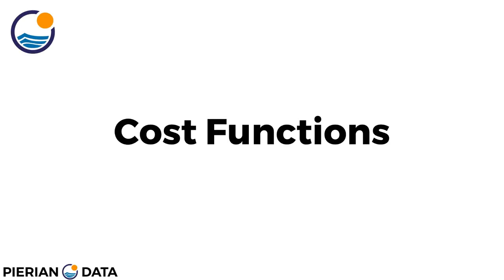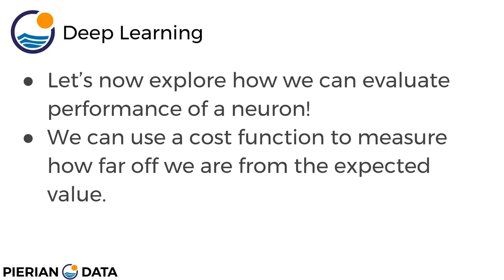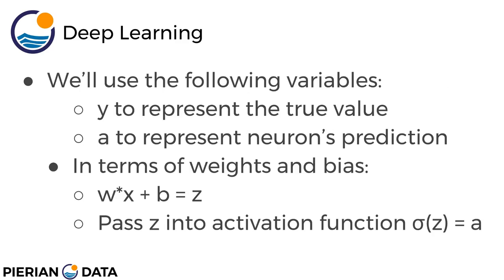Welcome back, everyone. In this lecture, we're going to discuss cost functions. We'll now explore how we can evaluate the performance of a neuron. We can use a cost function to measure how far off we are from the expected value. So we're going to use the following variables and notation. Let's quickly review this so you don't get confused when we actually see the cost functions.